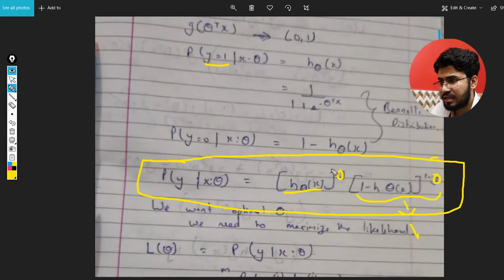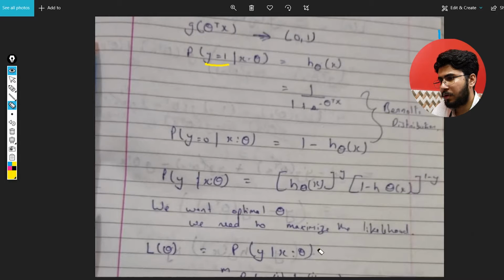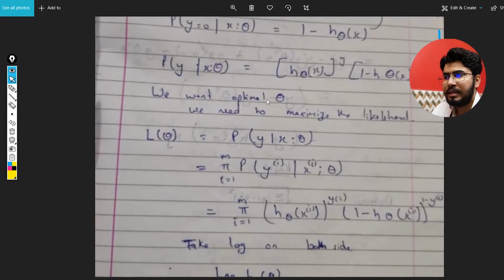So now as this has a power of 0, this is going to be 1, and this value is going to remain the same, which is going to be like this. So we have combined both of them. Okay, now we want the optimal theta. So what we need to do is maximize the likelihood. Basically we need to maximize the probability that our output is going to be correct.